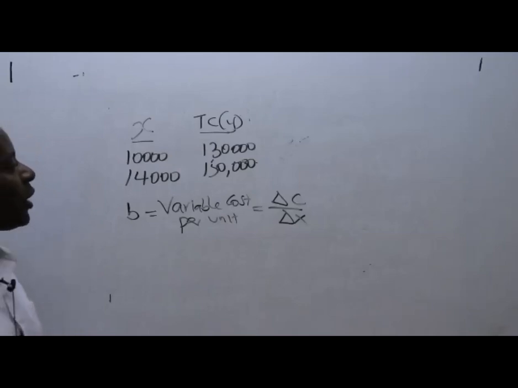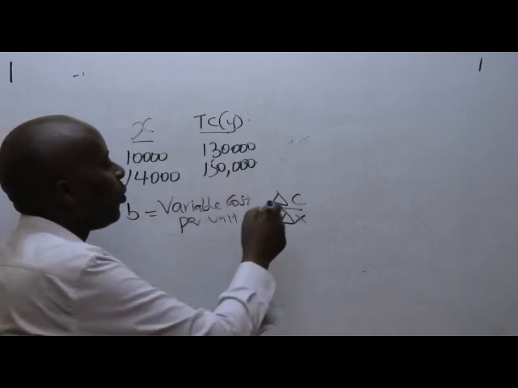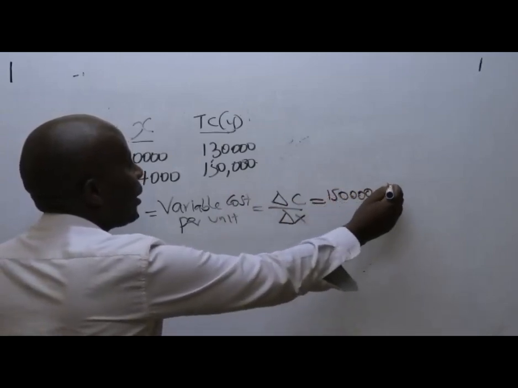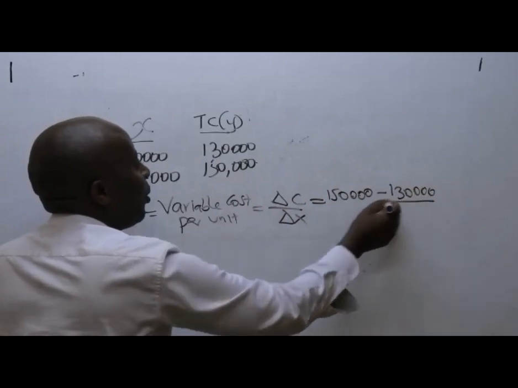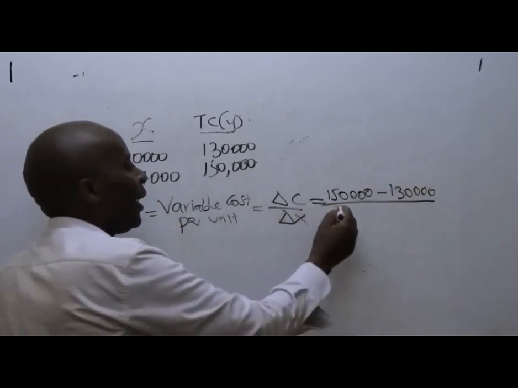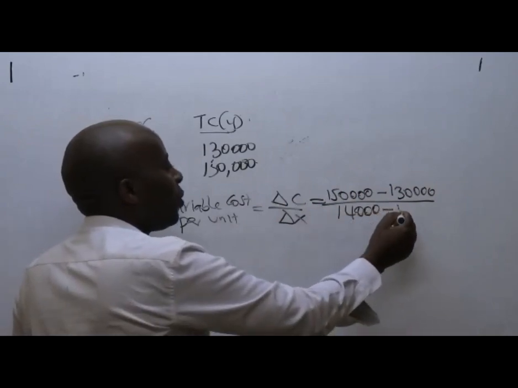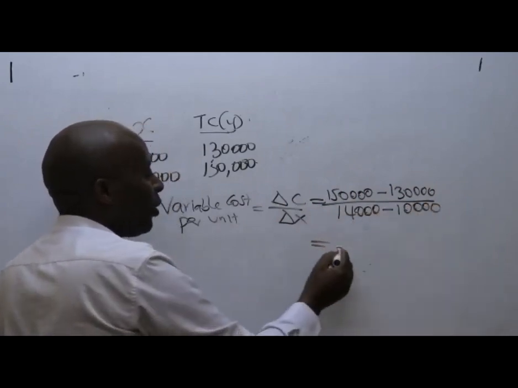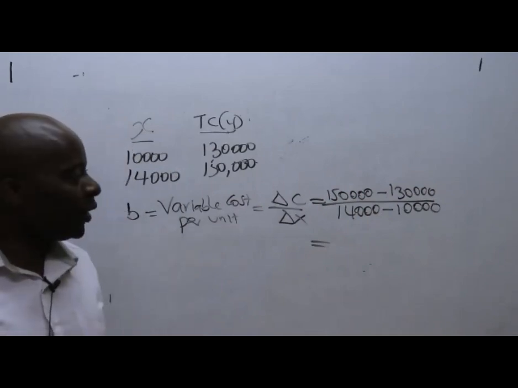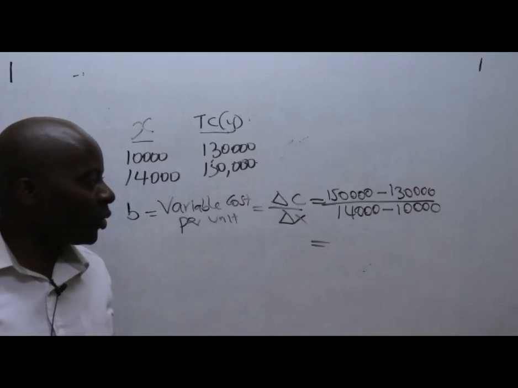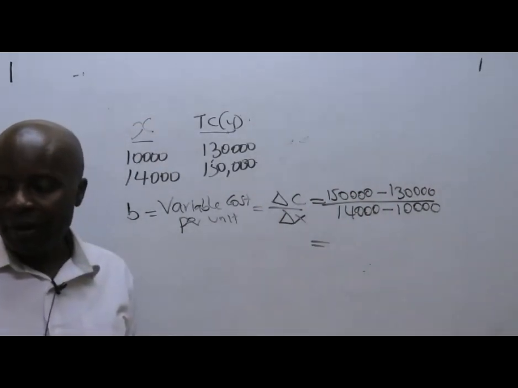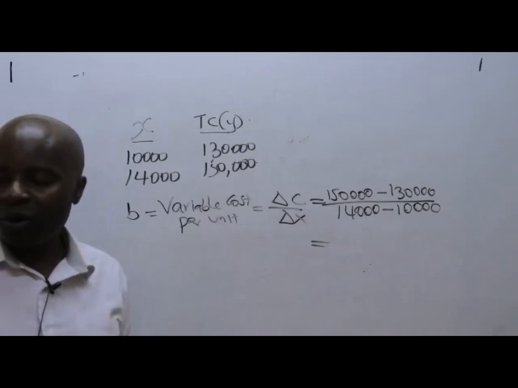So for the change in cost, I would want someone to subtract. We are talking of 150,000 minus 130,000, all over change in quantity. The quantity is 14,000 minus 10,000. At the end of the day, what shall we get? 150,000 minus 130,000 is 20,000. 20,000 divided by 4,000 will give me a variable cost of what here, somebody?